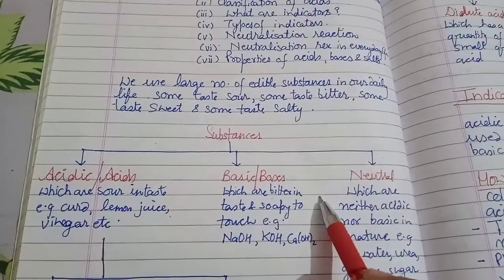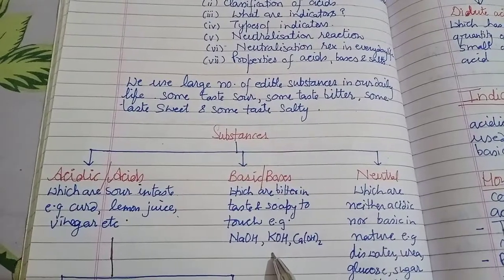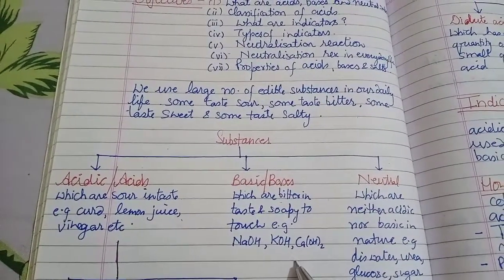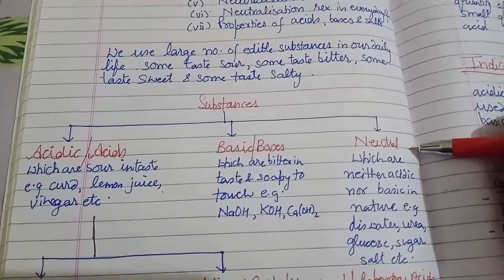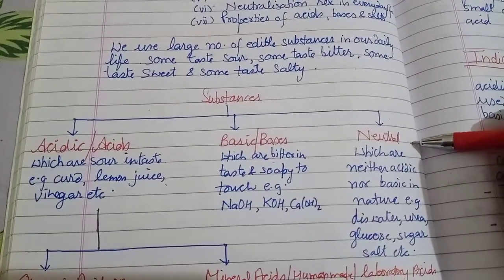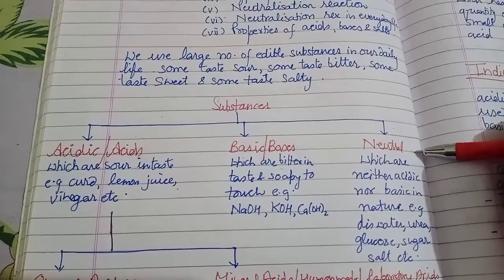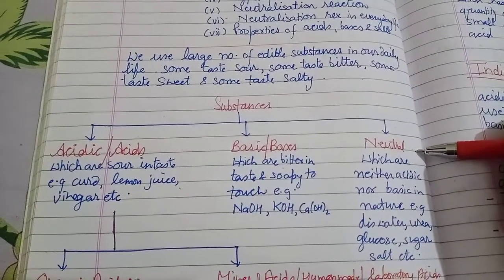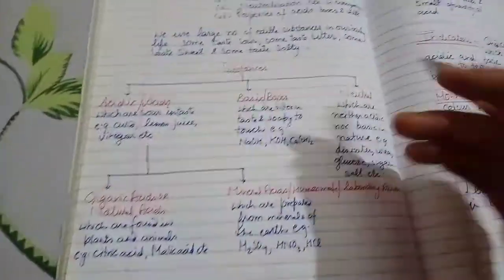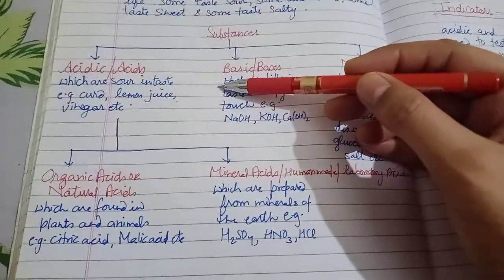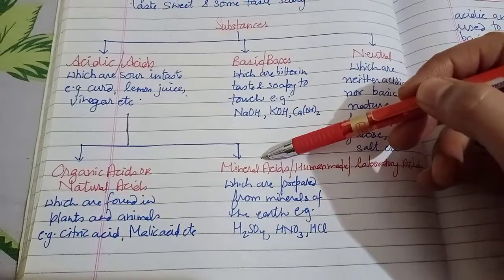Bases, which are bitter in taste and soapy to touch, for example sodium hydroxide, potassium hydroxide, calcium hydroxide. Neutral substances, which are neither acidic nor basic in taste, for example distilled water, urea, glucose, sugar, salt, etc. Right? Out of these, acids are again classified into organic and mineral.